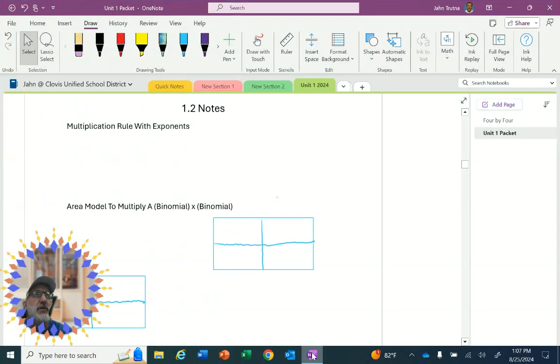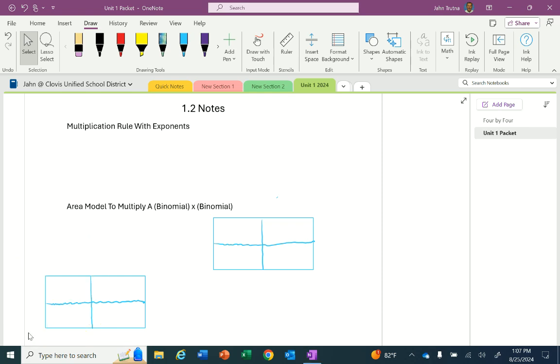All right, let's get started on the notes here. So you're on 1.2 notes, which would be in the packet, the yellow packet, which is the notes packet there. Okay, so we're going to go over multiplying exponents and the rule about the multiplication rule with exponents right here. But let's just go over some basic terminology before we actually go over the rule here.